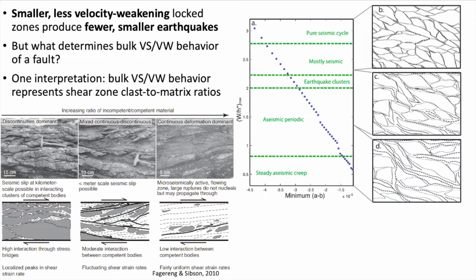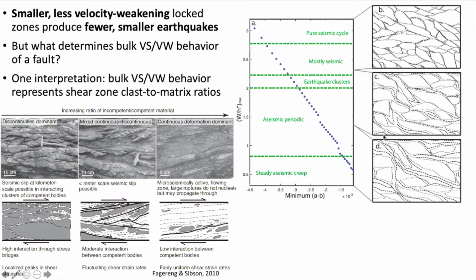So fault zones with higher proportions of matrix could creep more easily than fault zones with lots of strong clasts that jam together and cause the fault to become frictionally locked and start storing elastic strain. This interpretation is based on work by Fagereng and Simpson down here, who looked at outcrops with different clast to matrix ratios and inferred the slip behaviors based on these outcrop ratios.